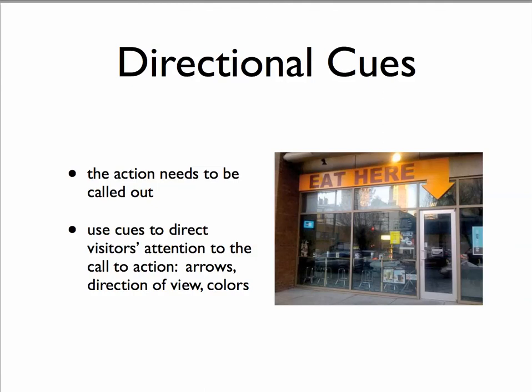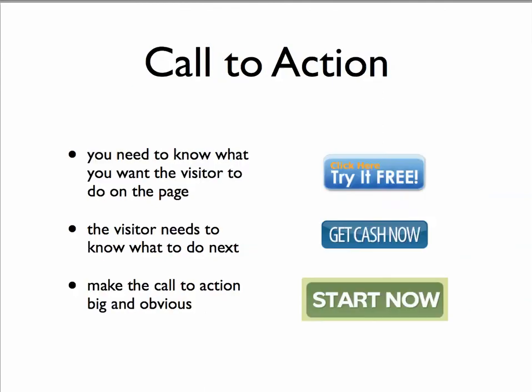For example, in this photo here, it says "Eat here." There's a big arrow to where the door is. I'd certainly consider opening that door and eating there if I was hungry. So arrows, direction of view, and colors. A direction of view talks about, like for example, if there is a person in a photo on the website, then maybe the person should be looking at the headline, or they should be pointing at the call to action, for example, to encourage people to take that next step.